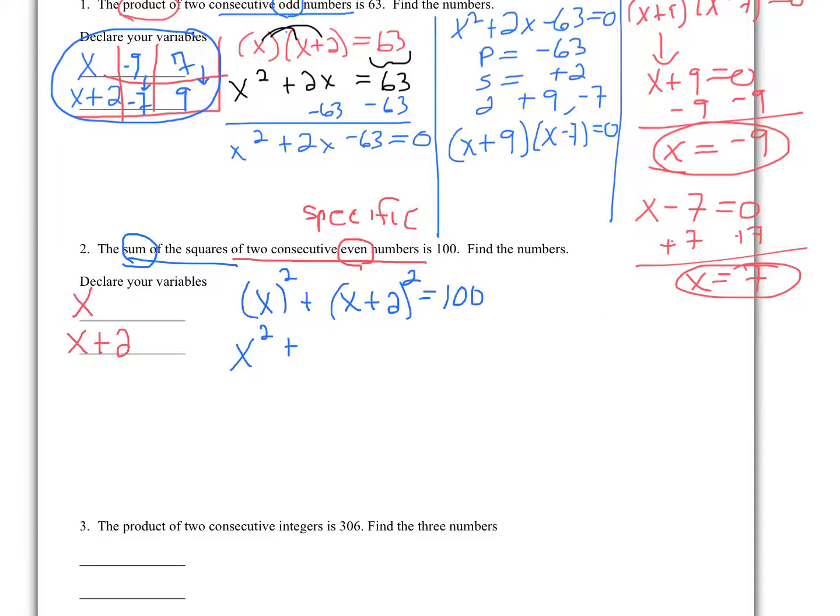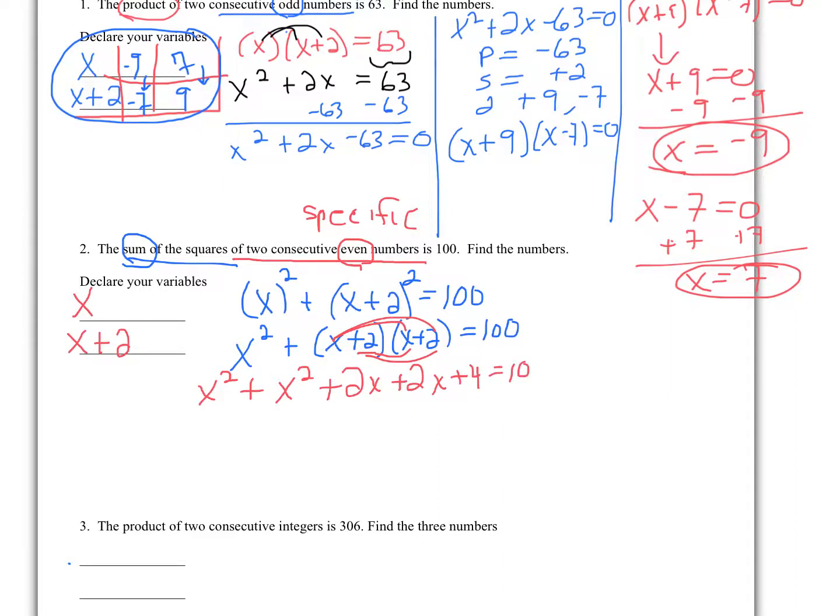Now x plus 2 being squared means we have to write this twice. Let me make that look like 100. There we go. Then we have to FOIL or box method this all out. So x squared plus, x times x is x squared. X times 2 is 2x. 2 times x is 2x. 2 times 2 is 4, equaling 100.